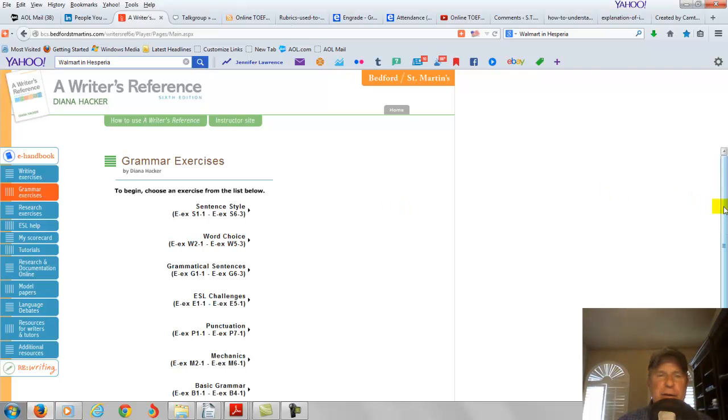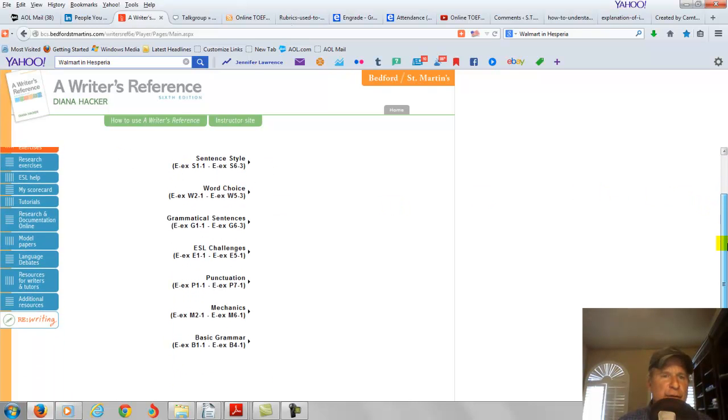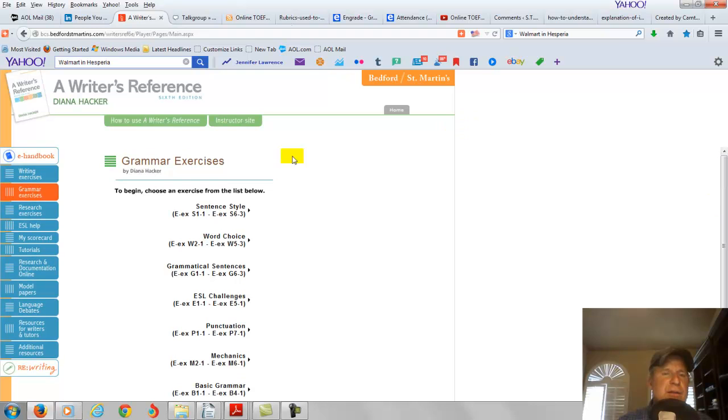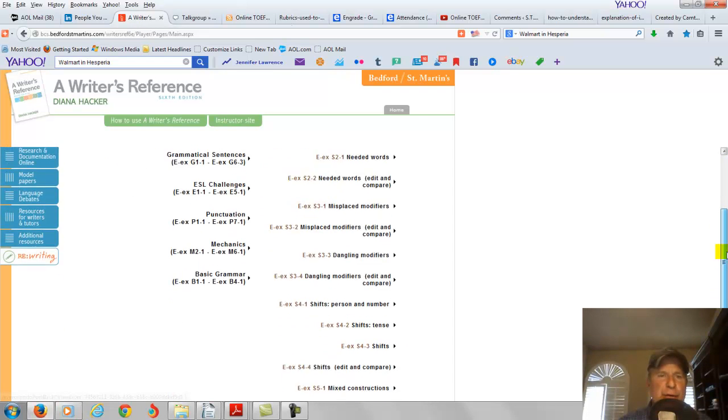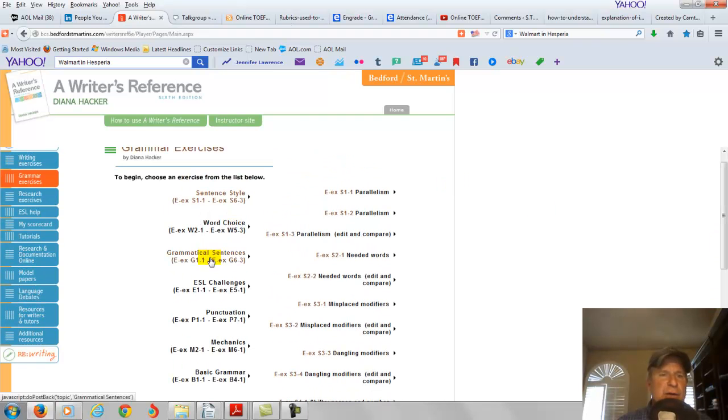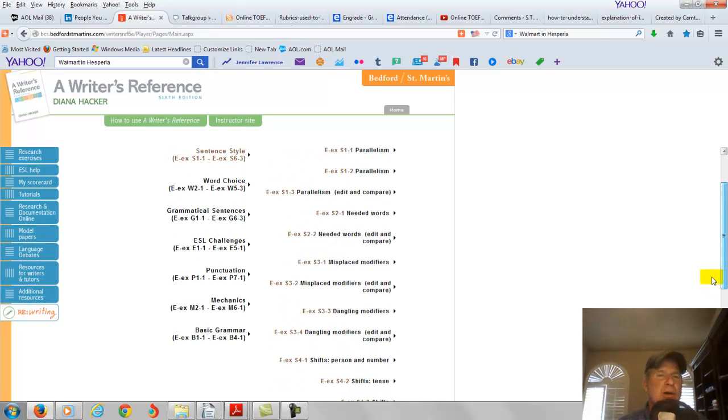And here, I think you can improve in a few areas. One is sentence style. I think you're having trouble with your sentence style. So take a look at all of these different things here. I think they will be important for you. You can also take a look at grammatical sentences and also basic grammar. Now, you can't learn all these things in 1 week, but over the next few weeks, spend time going over these exercises, and you will find you will minimize a lot of the errors you're making in both your writing and your speaking.